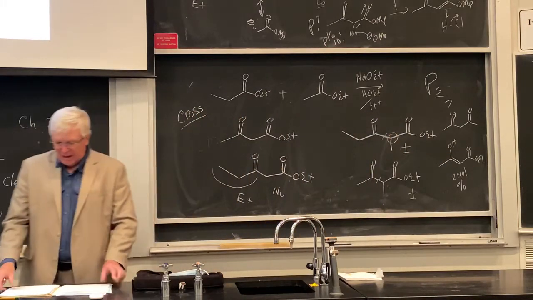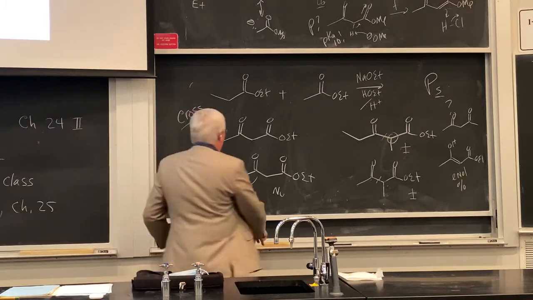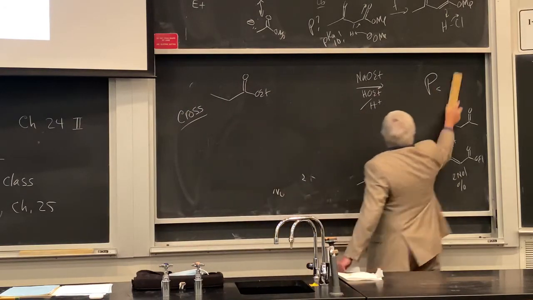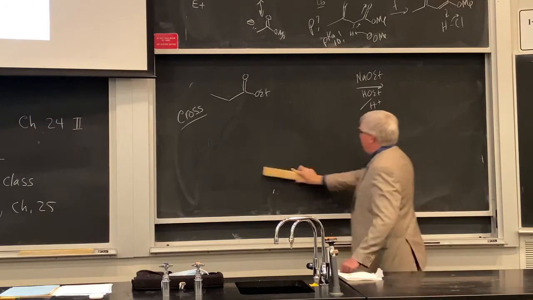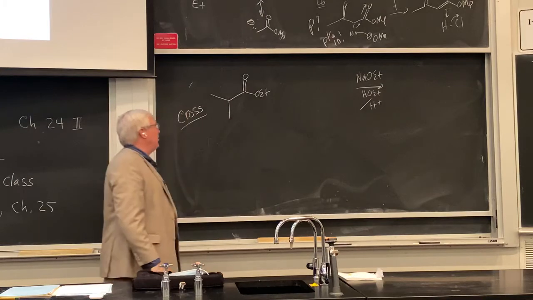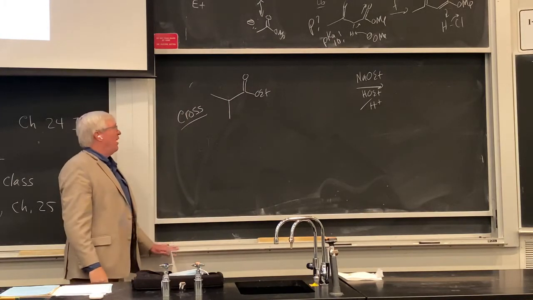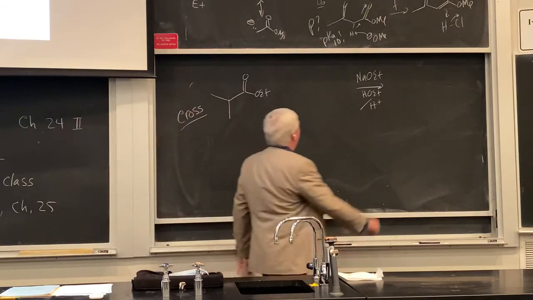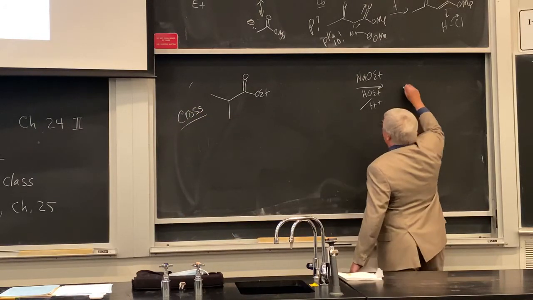Let's see. How about where we've got this one? And we'll just look at the self-condensation first of this one. So how about where we have an isopropyl here? So this is 2-methyl propanoate. And let's do the reaction there. What would our product look like? Look like this.